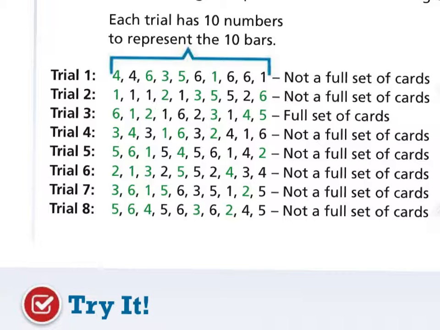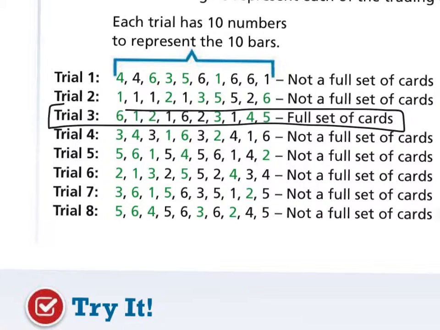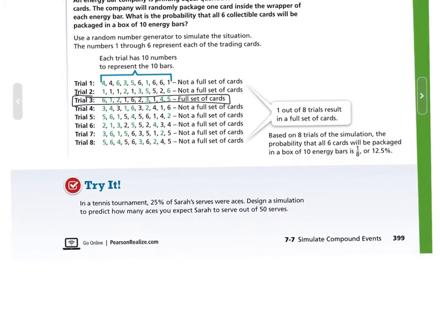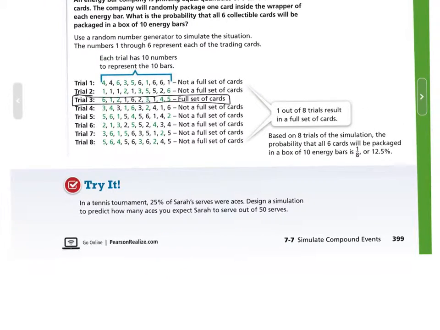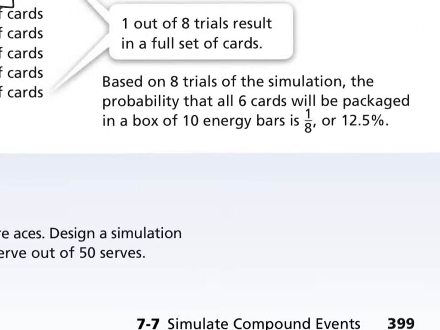They did the trial 8 times. And you can see, actually, there's only one time out of the 8 that they actually got all 6 different cards. Okay, so for example, trial 1, they didn't get a 2. Trial 2, they didn't get a 4. So you can look through, but anyway, it only happened one time. So 1 out of 8 times that they got a full set of cards. So they're saying it's a 1/8 or 12.5% chance based off their simulation.